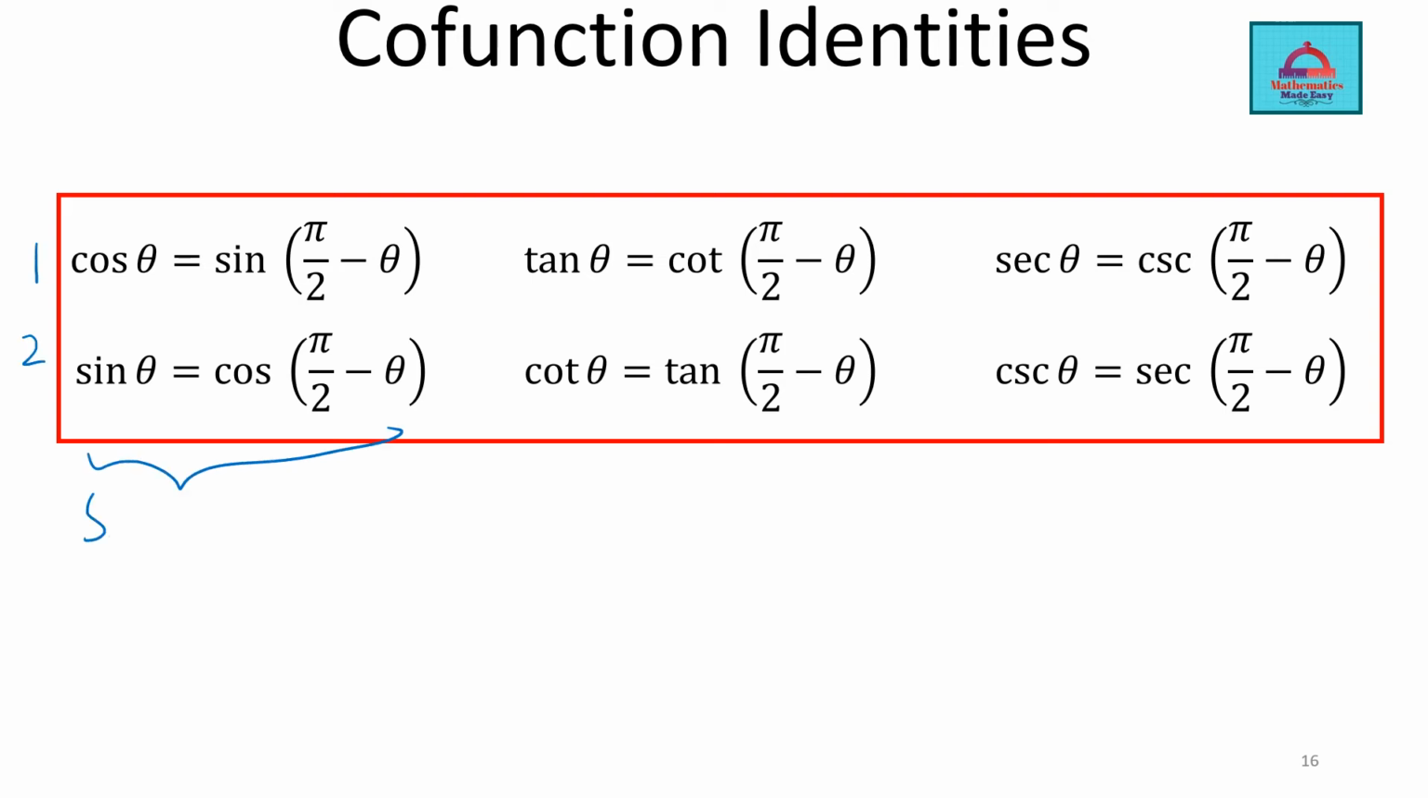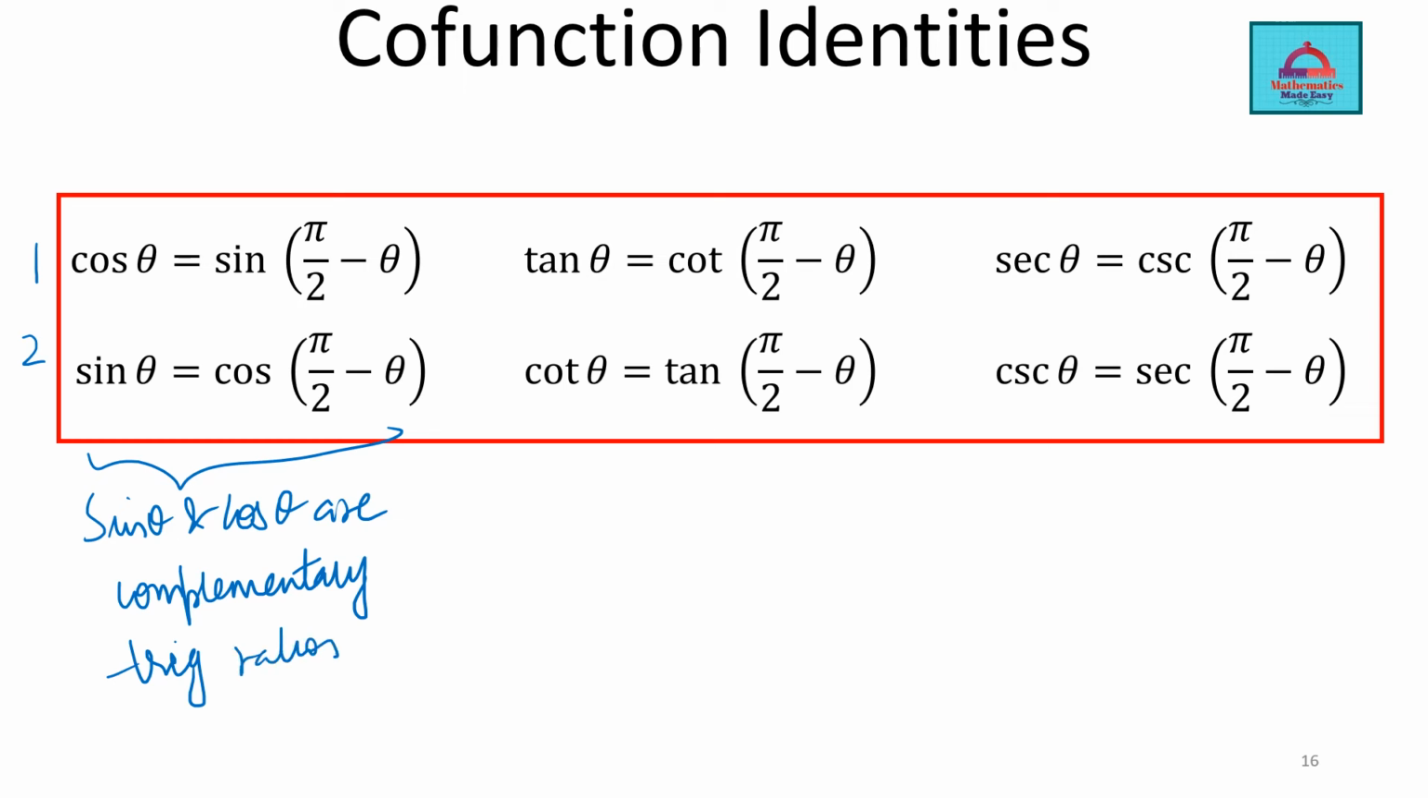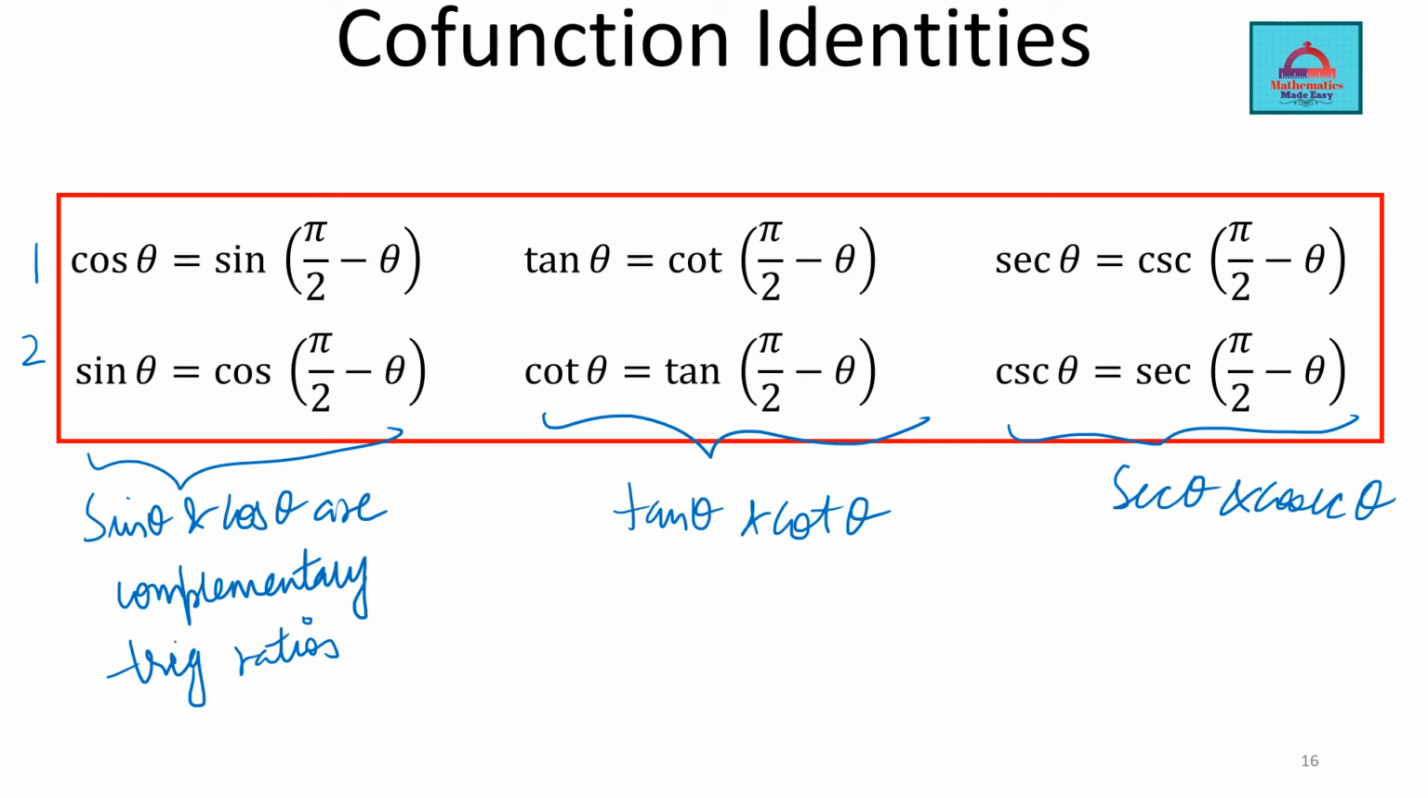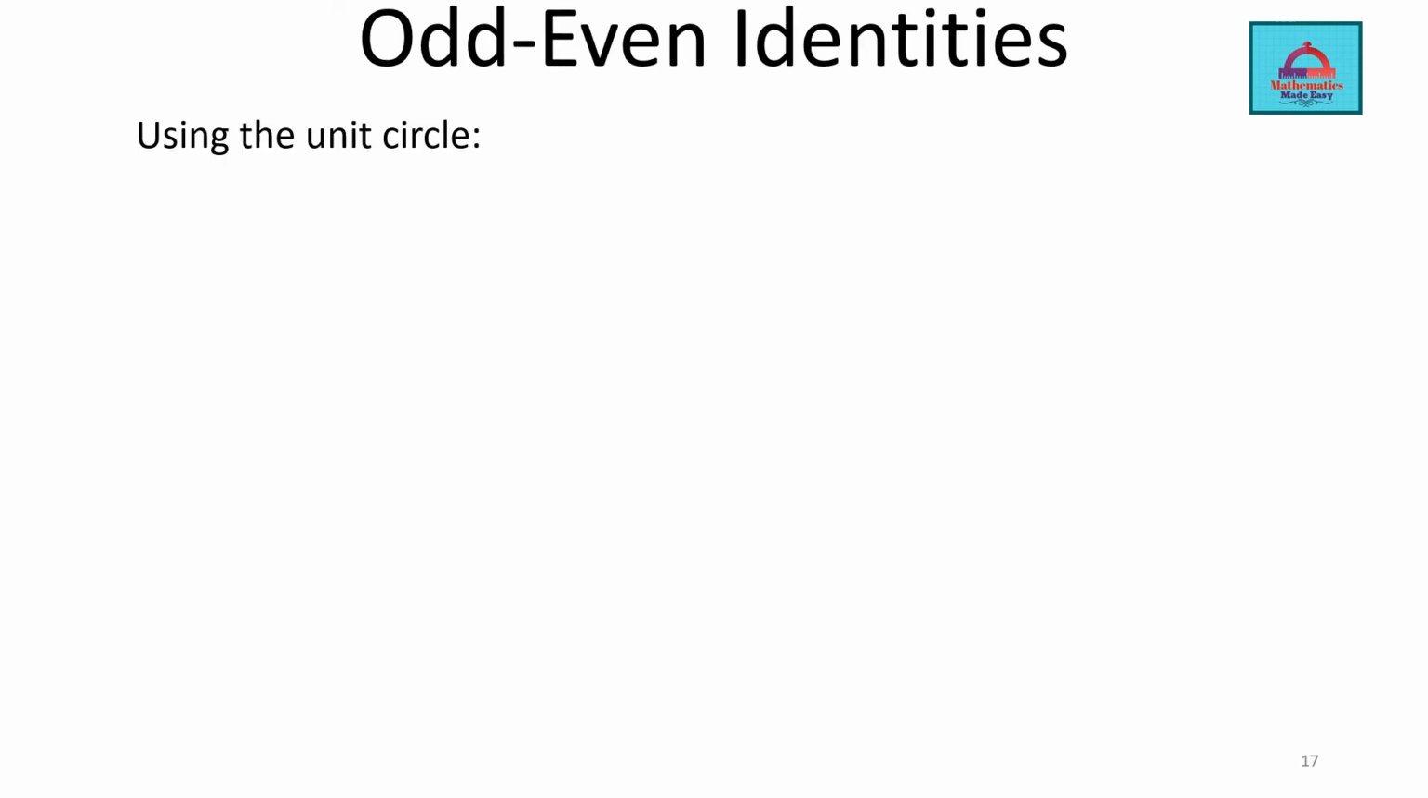We can say sine theta and cos theta are complementary. Complementary what? Trigonometric ratios or cofunction identities. Tan and cot similarly are complementary trigonometric identities. Similarly, secant and cosecant are complementary. So secant is cosecant of pi by 2 minus theta. This is how you will remember them.